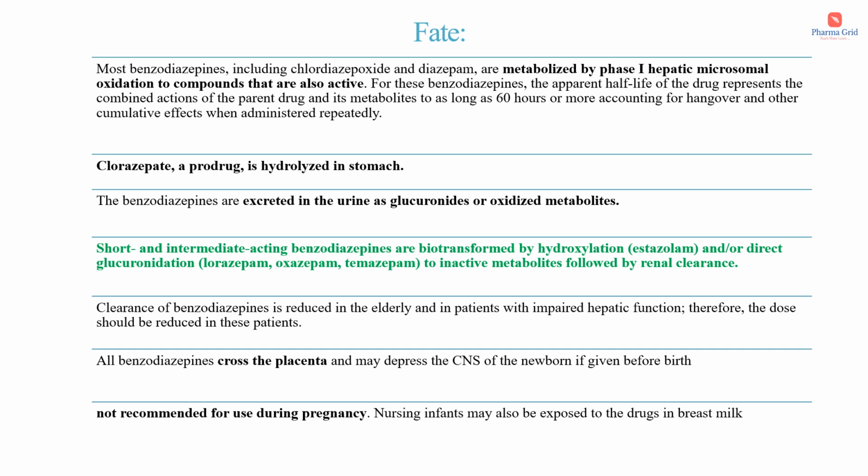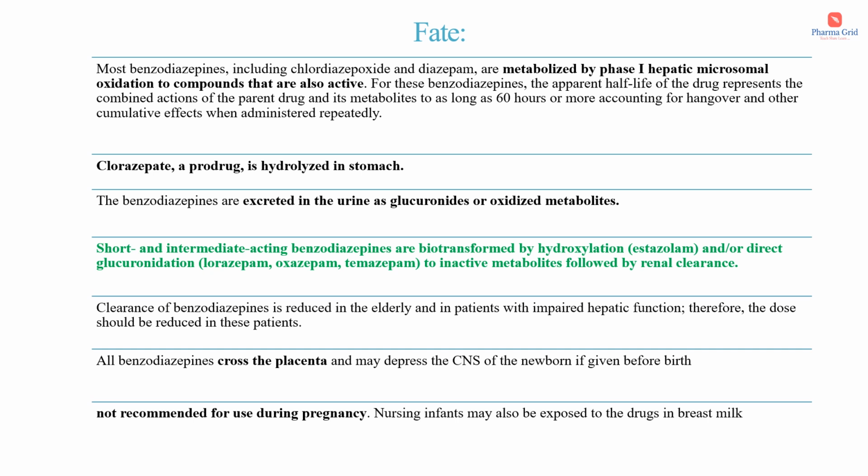Chlordiazepate is a prodrug. It is hydrolyzed in the stomach. The benzodiazepines are excreted in the urine as glucuronides or oxidized metabolites. Short-acting and intermediate-acting benzodiazepines are biotransformed by hydroxylation, an example being estazolam, or by direct glucuronidation, for example lorazepam, oxazepam and temazepam, to inactive metabolites followed by renal clearance.